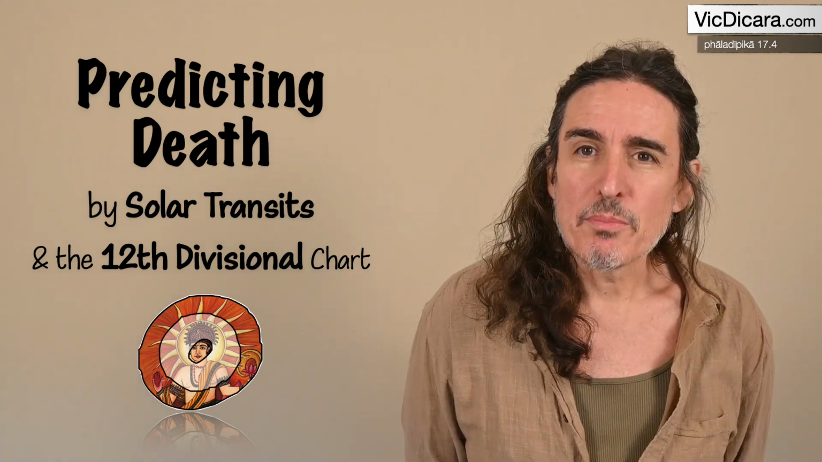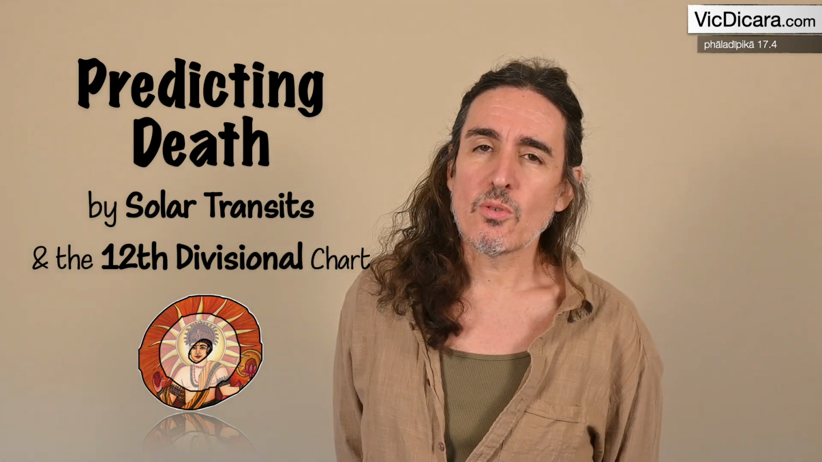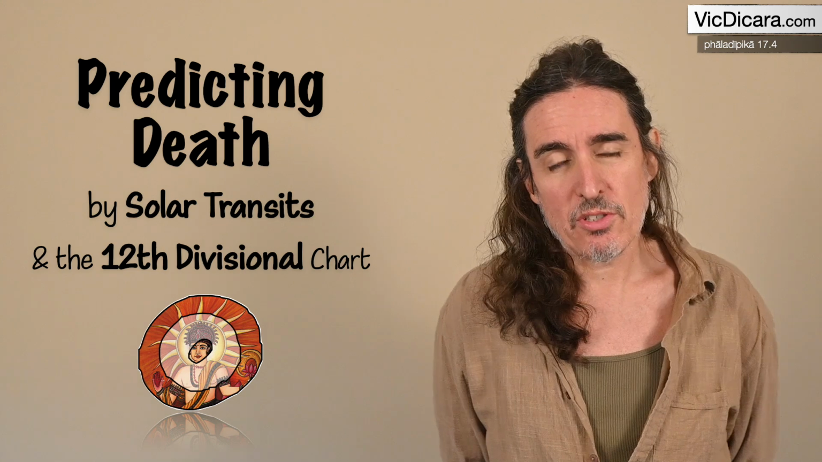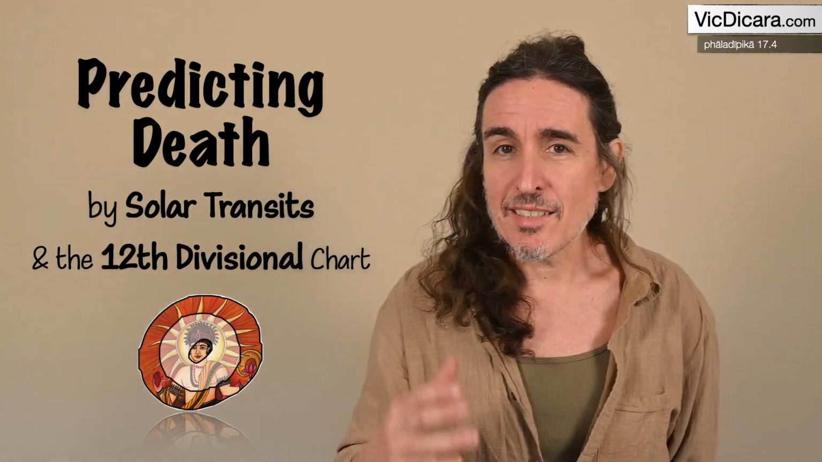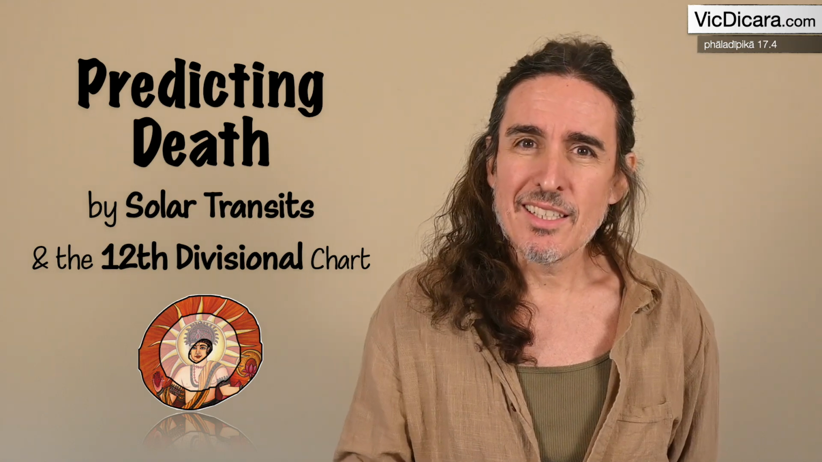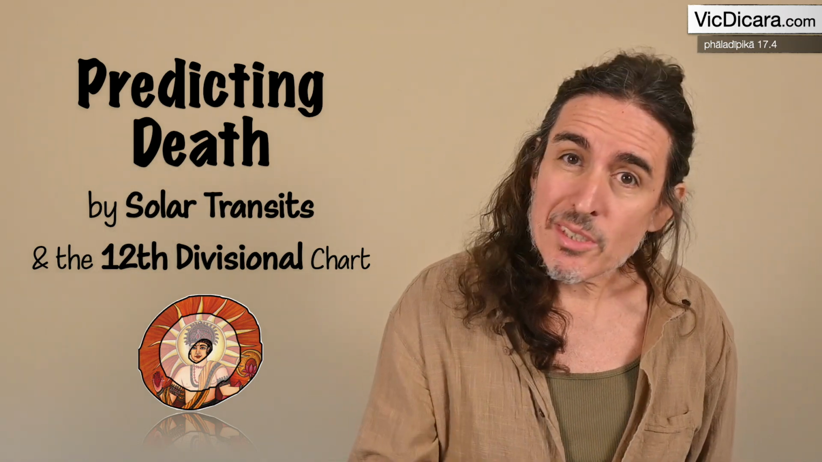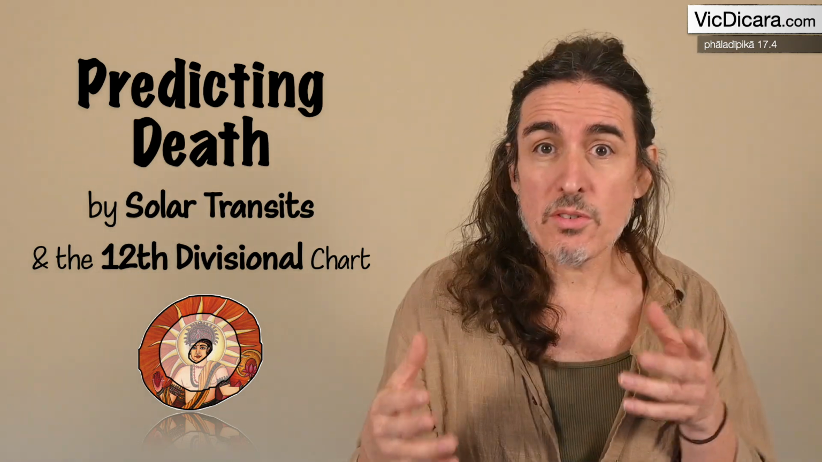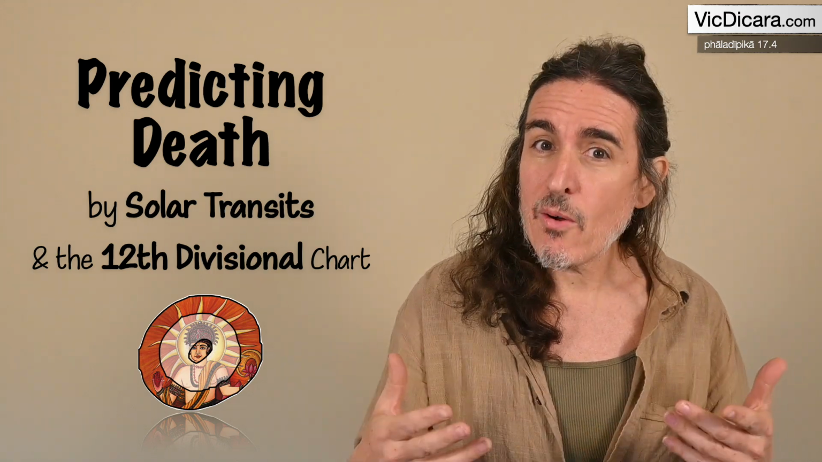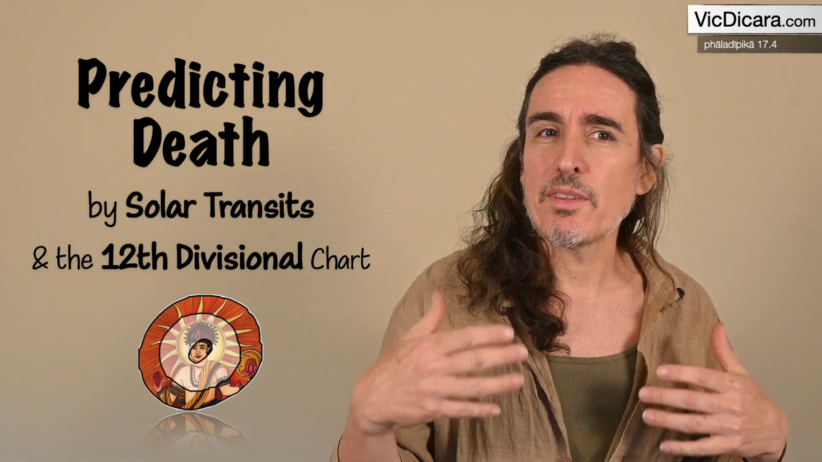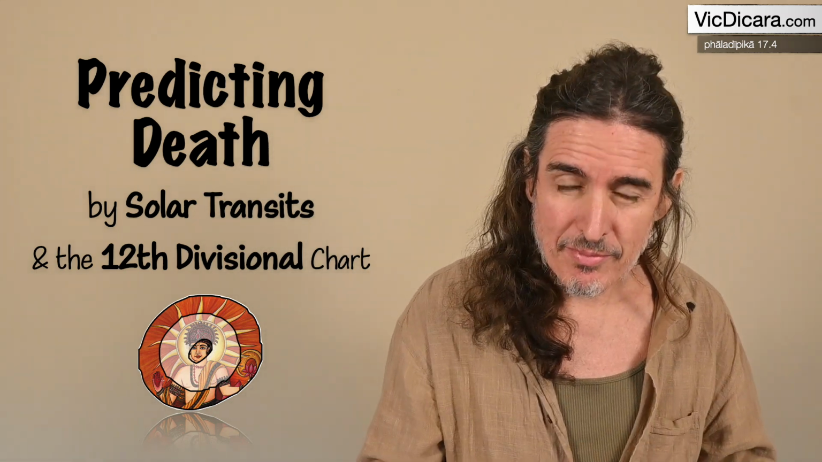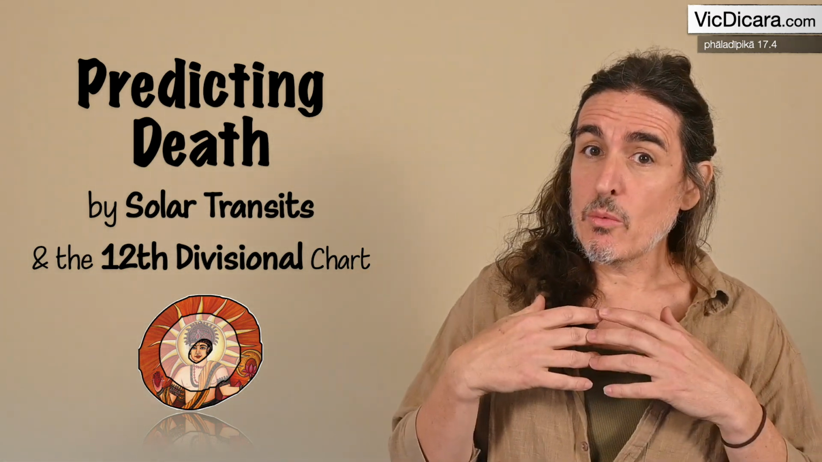Now we'll learn about predicting death using solar transits and the 12th divisional chart. While this technique itself is very interesting, what's equally interesting is the 12th divisional chart and how these classical astrologers were using it and what they thought it represented. So you might be asking, what is a 12th divisional chart?